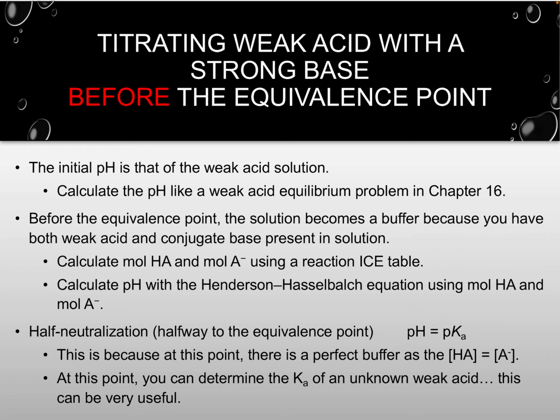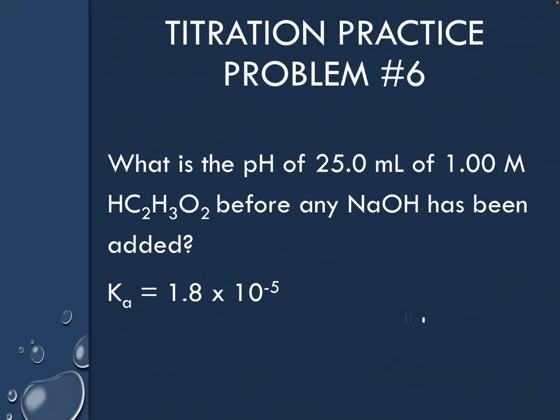And then after you've started adding base, but before you get to the equivalence point, you're going to have a buffer. So you're going to use the Henderson-Hasselbalch and an ICE table and all that good stuff. And again, like I said, halfway to the equivalence point, pH will be equal to pKa because you have a perfect buffer with equal amounts of your weak acid and your conjugate base. All right, let's start going through some problems.